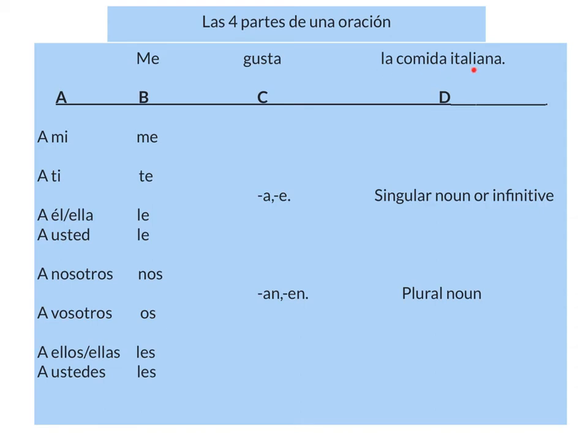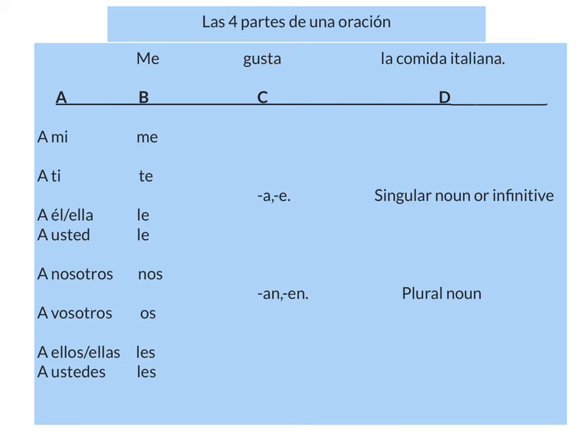La comida italiana is a singular noun. We can tell that because the article is singular and our noun and adjective both end in a singular way. Because this is a singular noun, we use a singular conjugation.